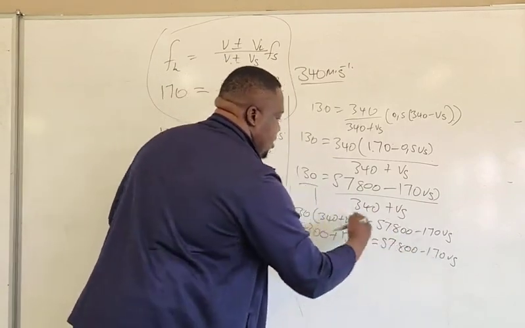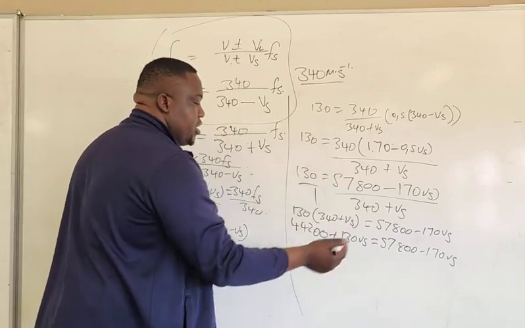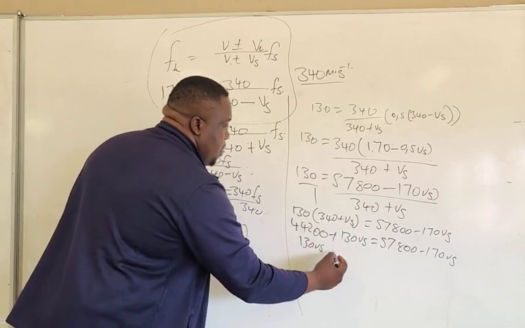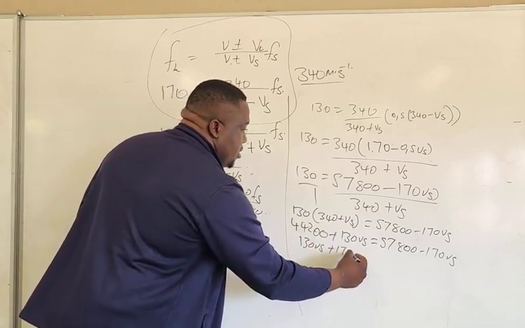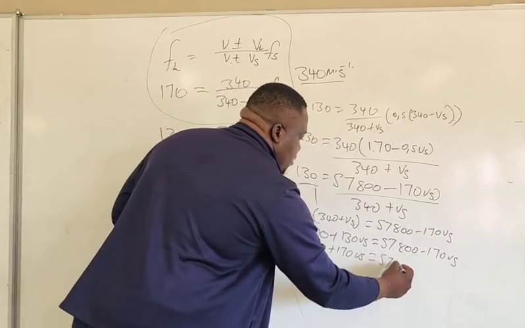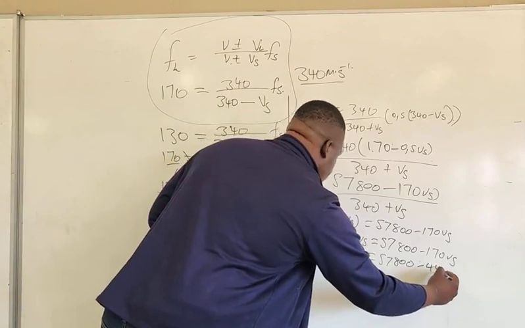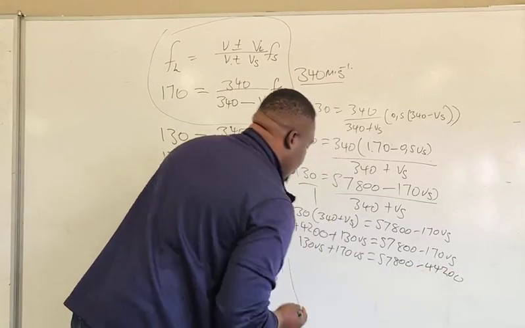Then we take everything, the Vs this side, we take the numbers to the other side. We're going to have 130 Vs plus 170 Vs, which is equals to 57,800 minus 44,200. You see what we have?